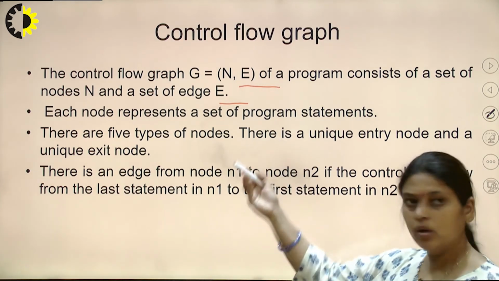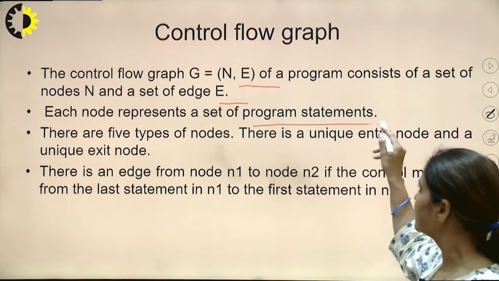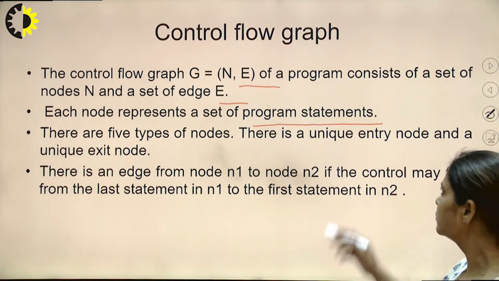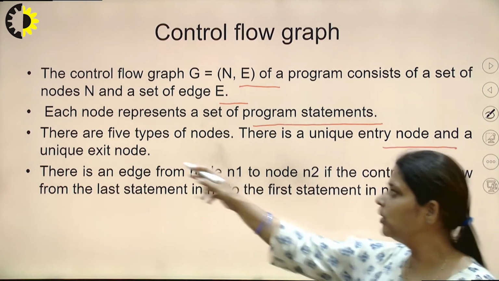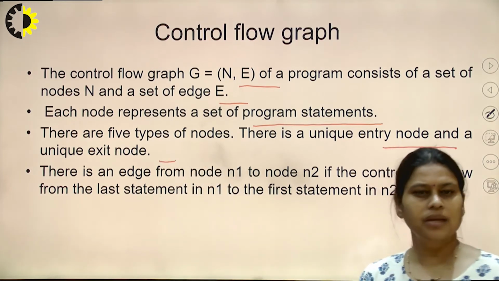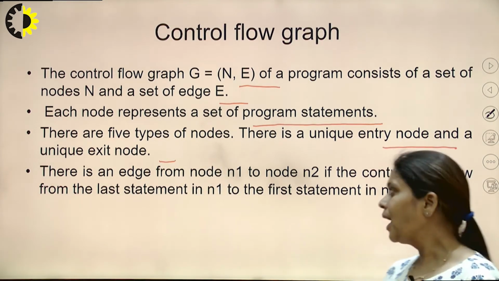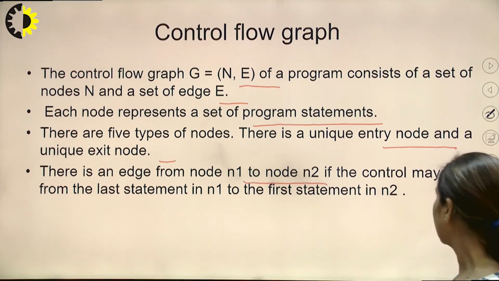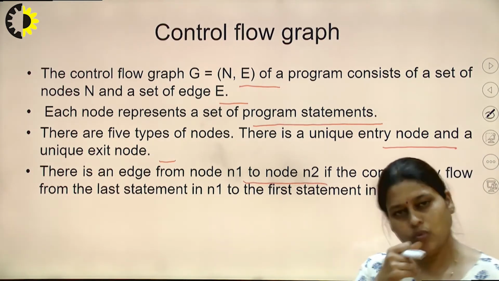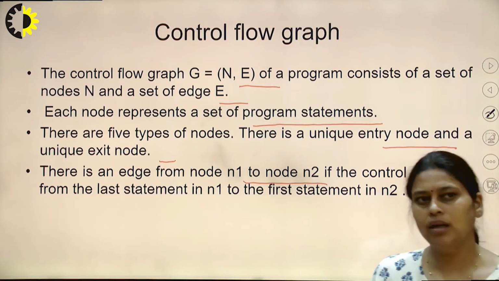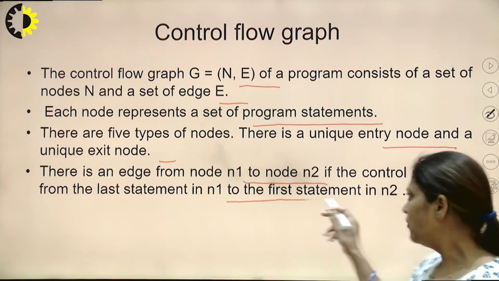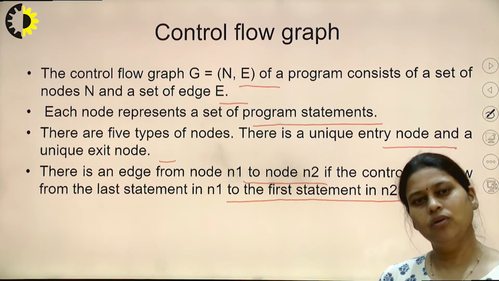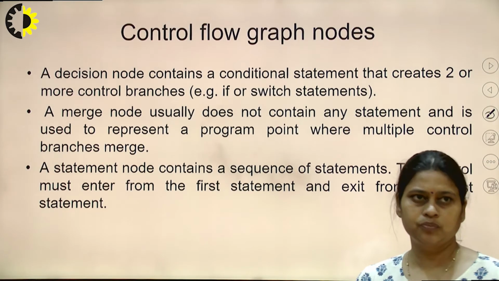Each node represents a program statement, and there are 5 types of node. There is a unique entry node and a unique exit node in the program. And there is an edge from node N1 to node N2 if control may flow, if control is passed from the first statement N1 to another statement N2. Then we have to define it with an edge.